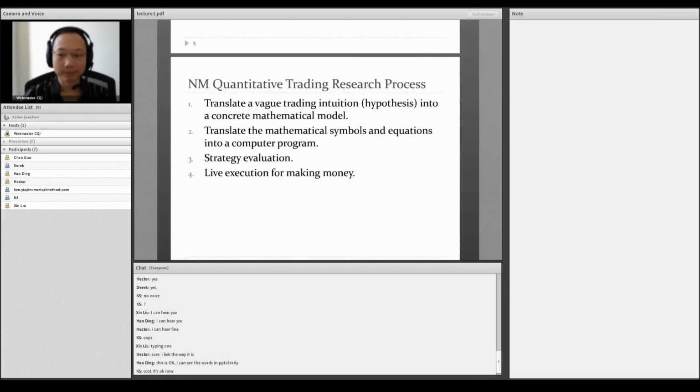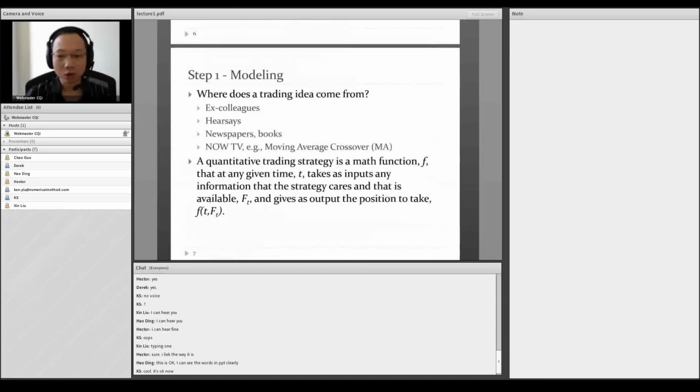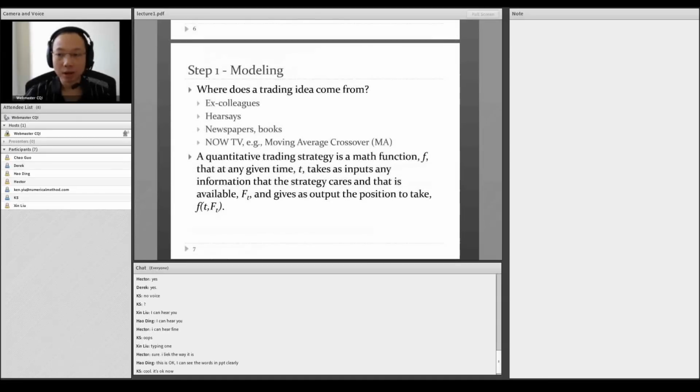Okay. So we'll go into more details on these steps. The first step, I call it modeling. Basically, you somehow get trading ideas, for example, by stealing from your colleagues or ex-colleagues, or you pick it up from a bar, or maybe from reading a newspaper or books from Warren Buffett or Jim Rogers, or from TV, like Bloomberg TV. In Hong Kong, you have Now TV. One of their very first strategies is moving average crossover, and we're going to analyze this strategy in a moment.